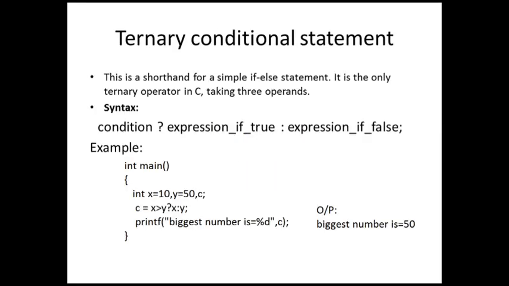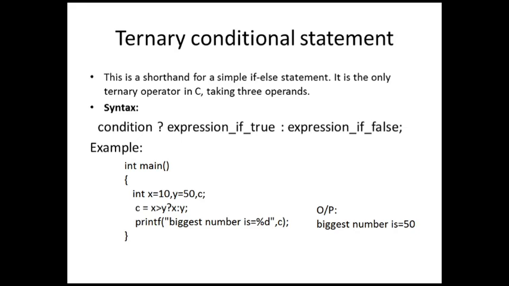The last conditional statement is the ternary conditional statement. This is the short form of an if else statement. If the given condition is true, we execute one part of the code. If it is false, we execute the other part of the code. The syntax of the ternary operator is the given condition expression; if true, we execute the first part, otherwise we execute the second part.